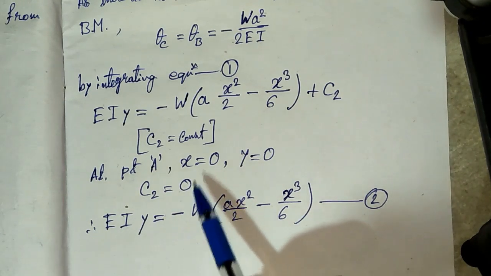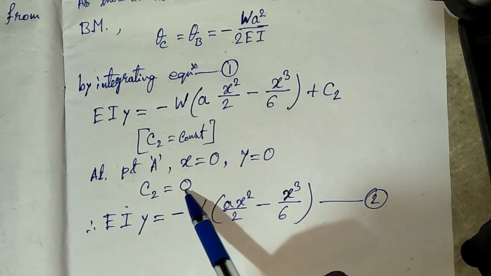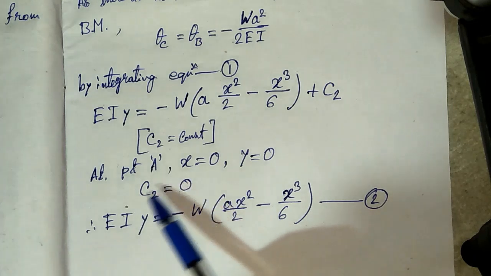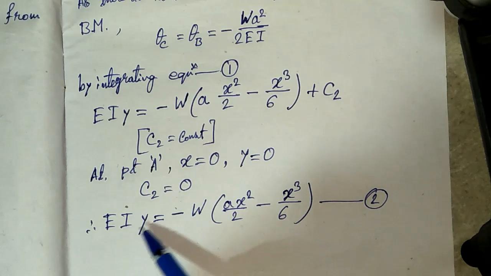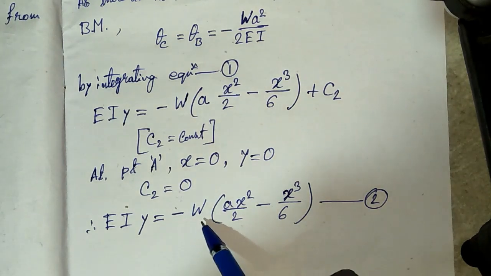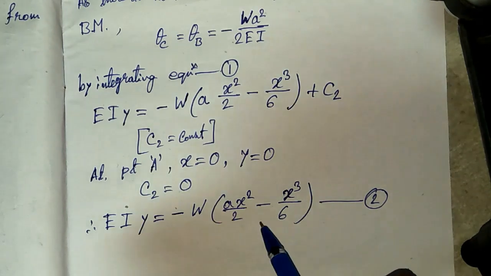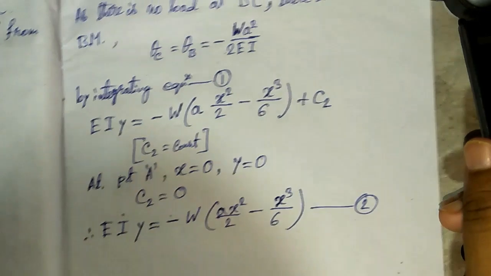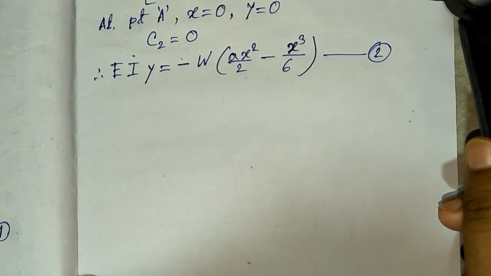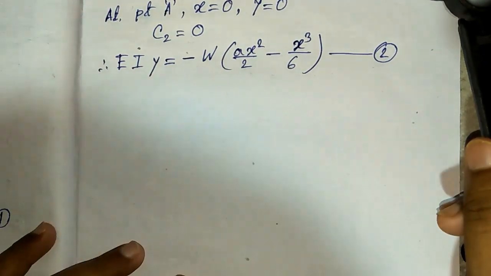So by applying the condition C2 equals 0 into the above equation, we get EI into Y is equal to minus W into A x square by 2 minus x cube by 6.